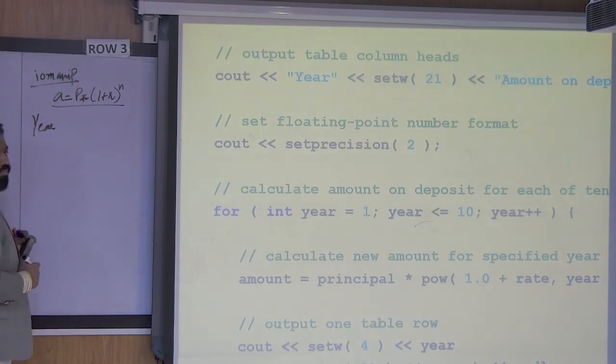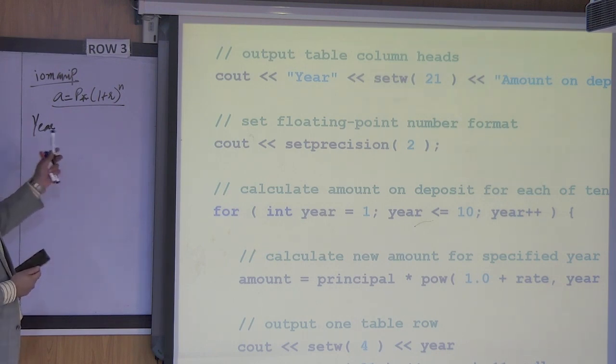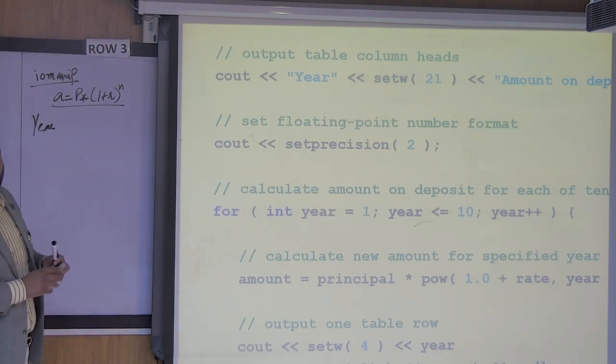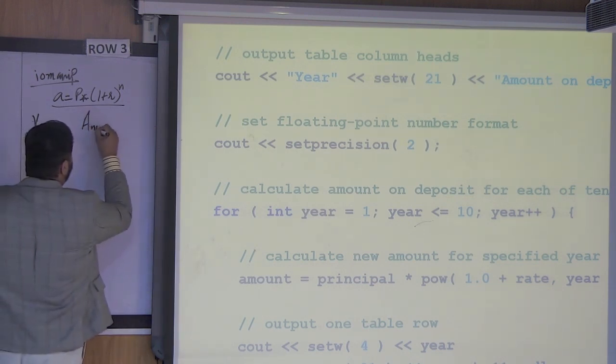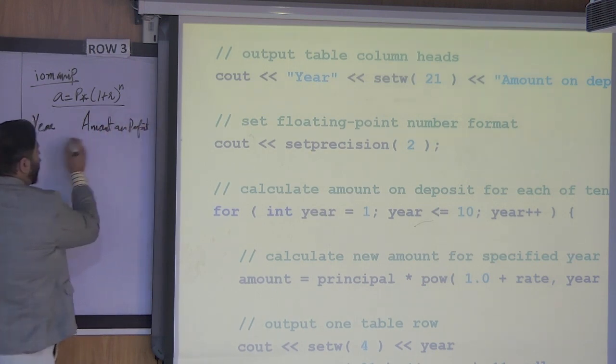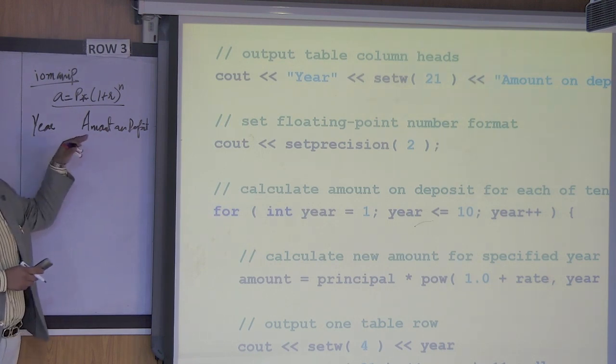What function have we discussed about this file earlier? Set precision. That's right. Set precision and set width. setw, set width. Afterwards we have given the heading amount on deposit. We want this heading to be displayed after every year. Of course, we want it displayed once at the top.